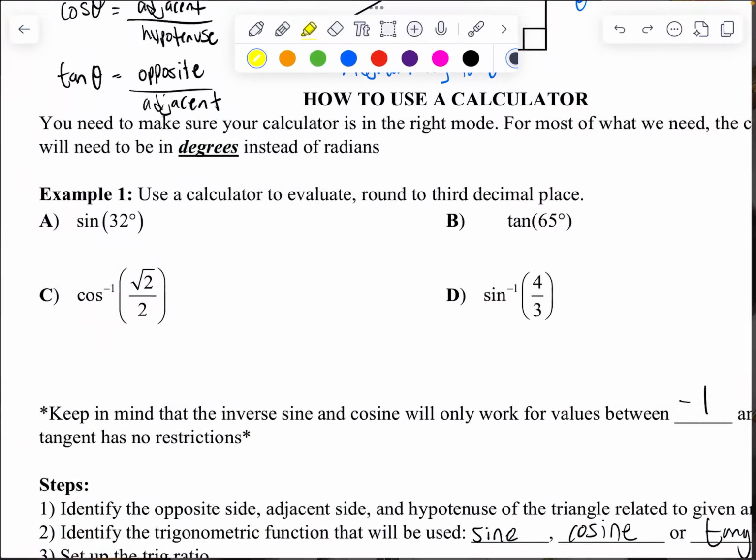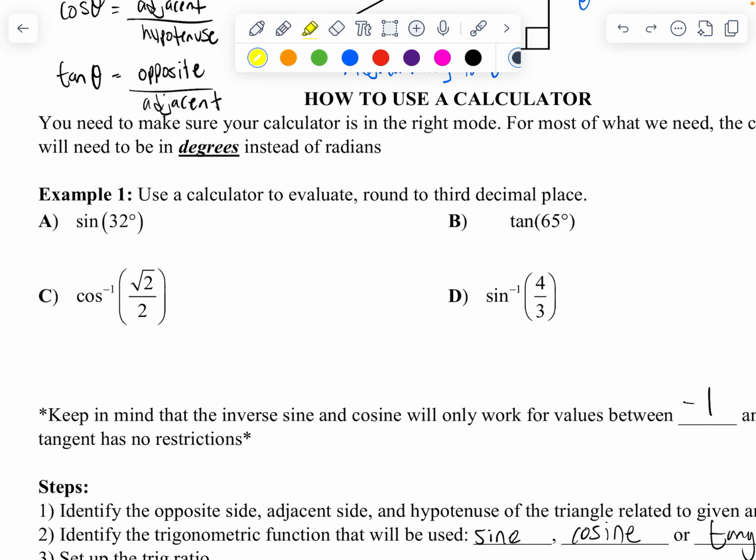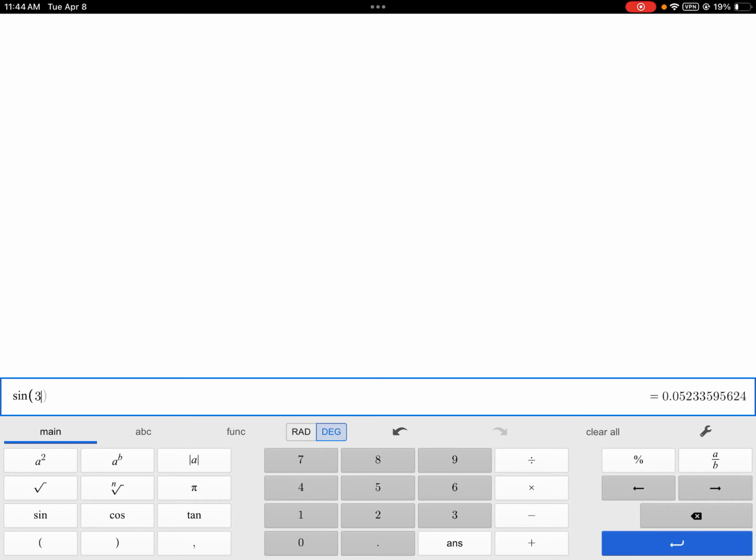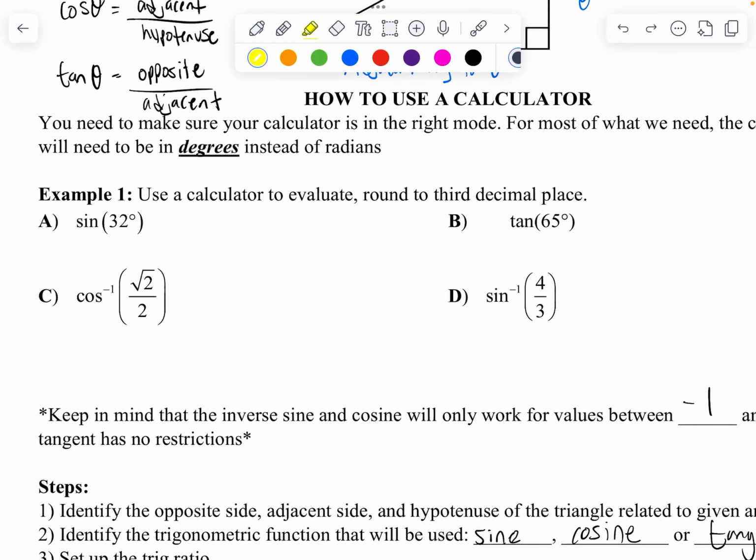All right, so for this one, if I wanted to find the sine of 32 degrees, sine 32, I don't need the degree symbol because I'm in degree mode. It's assuming that's a degree for me. And then there's my answer. It tells me that sine of 32 degrees is 0.5299. If I wanted to round that to the third decimal place, that fourth digit of 9 would round up. So this is approximately 0.530. And there you go. That's all you need to do for that one.